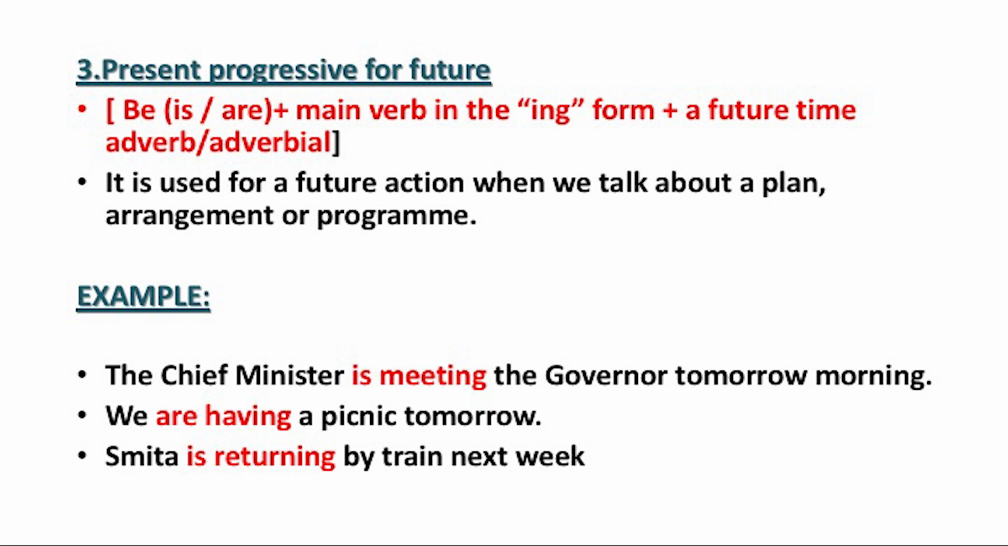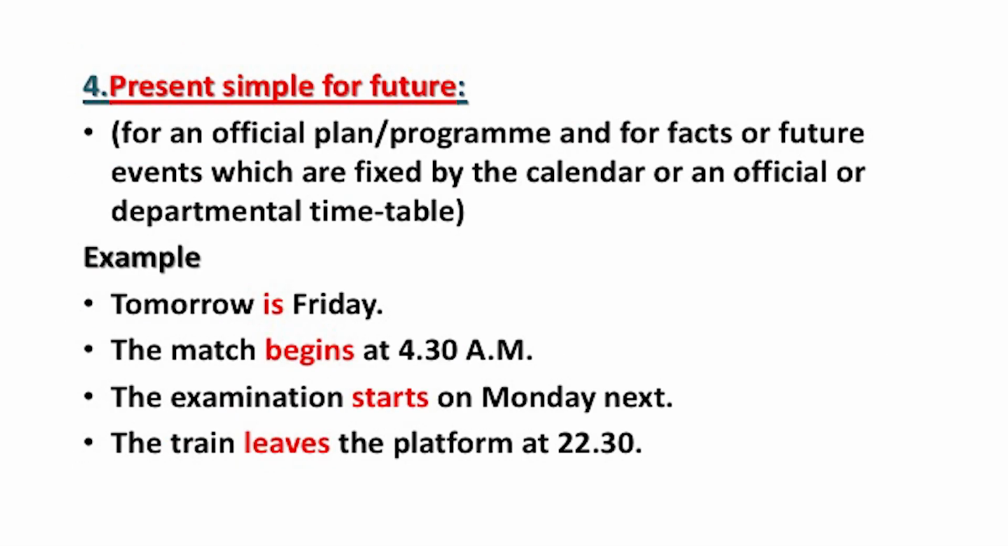Smita is returning by train next week. She has already purchased the tickets. She has made all sorts of arrangements and she is returning by train next week. Next week, tomorrow, tomorrow morning, these are the future time adverbials which are used with present progressive verbs to make them future progressive. Present simple for future.